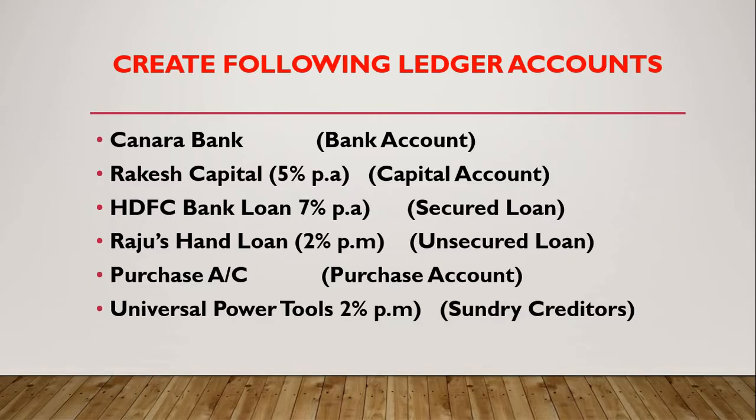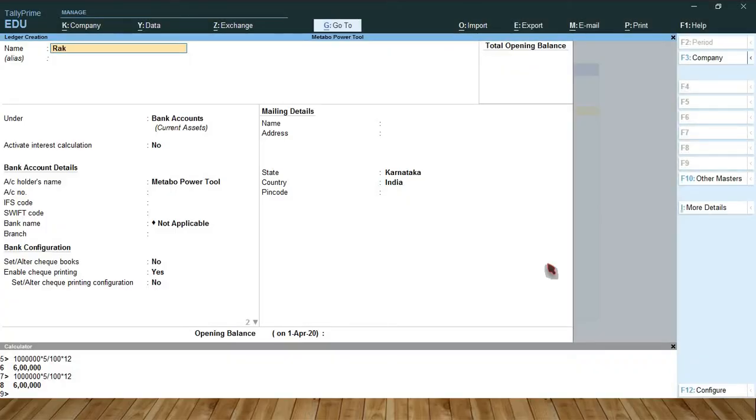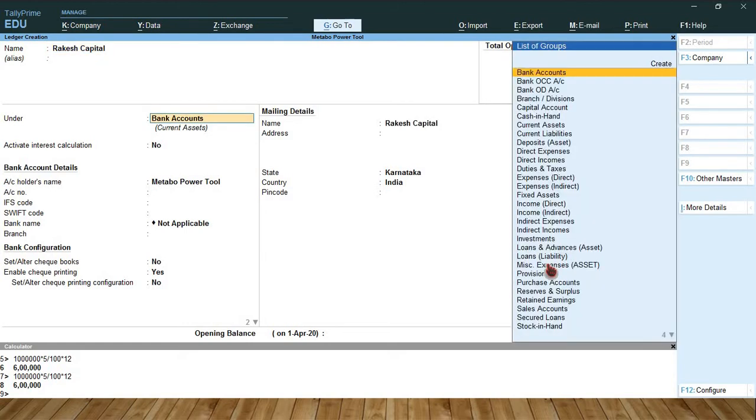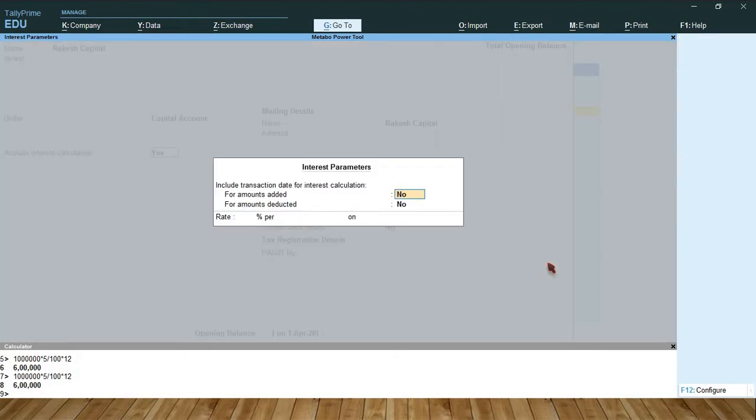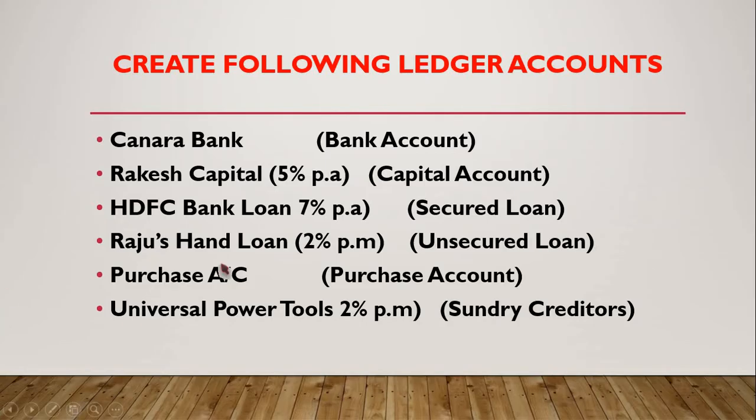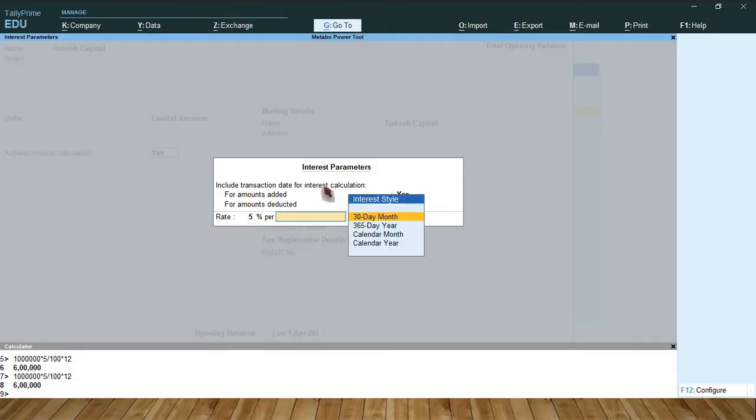So next one, Rakesh Capital, under capital account. Activate interest calculation, set to yes. For amounts added, set to yes. For amounts deducted, no. Rate: here I typed a rate of 5% per annum. Here you have to select 30-day month, 365-day year, calendar month, calendar year.